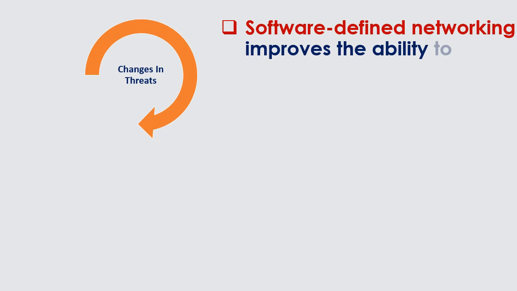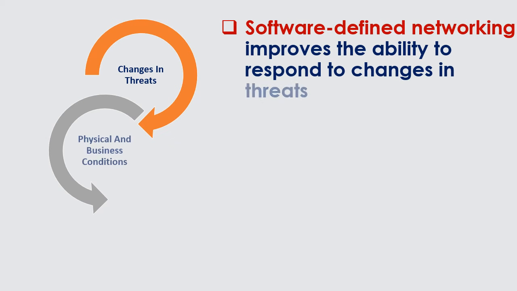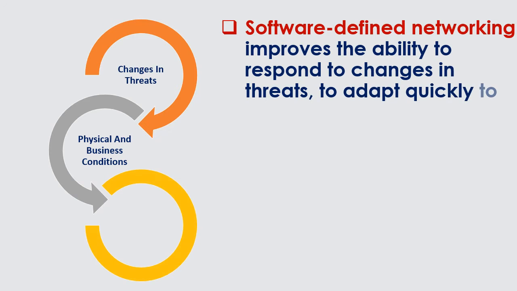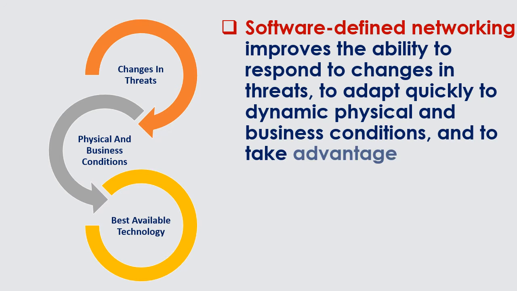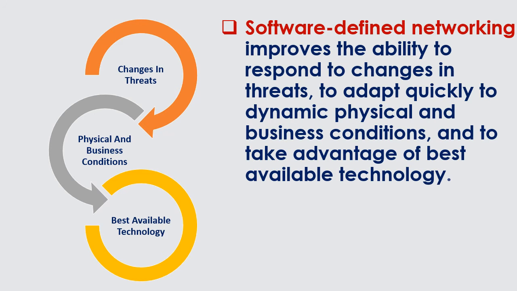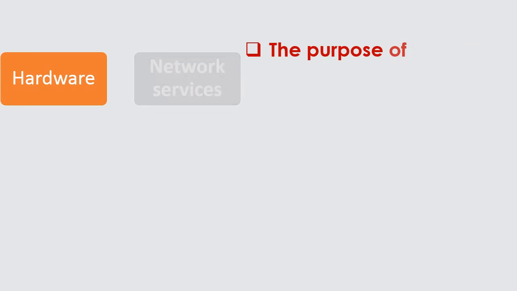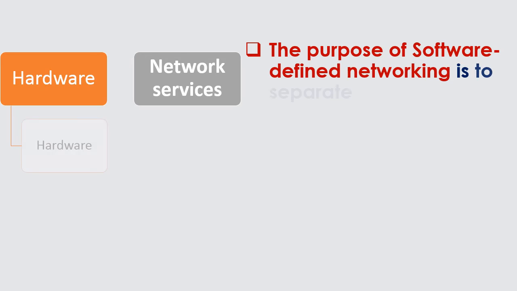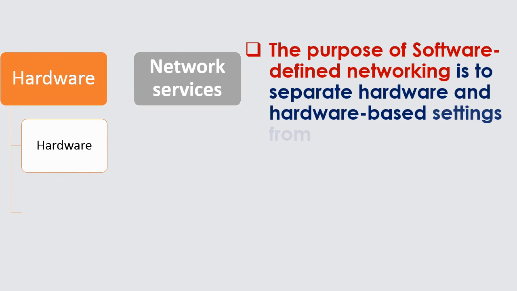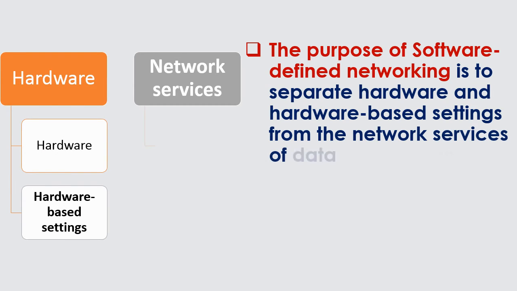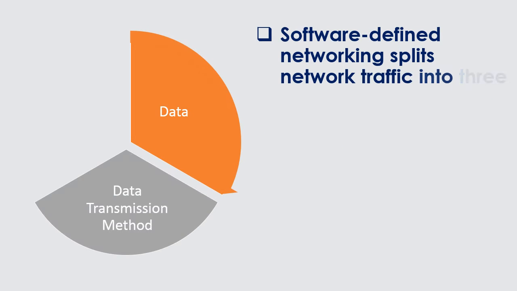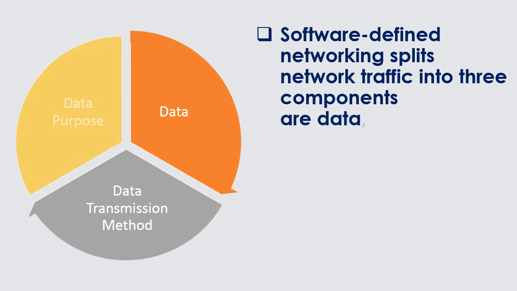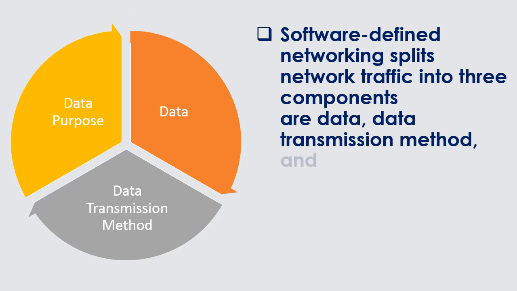Software-defined networking improves the ability to respond to changes and threats, to adapt quickly to dynamic physical and business conditions, and to take advantage of best available technology. The purpose of software-defined networking is to separate hardware and hardware-based settings from the network services of data transmission. Software-defined networking splits network traffic into three components: our data transmission method, and data purpose.